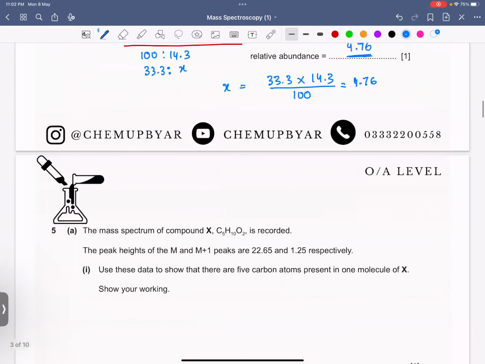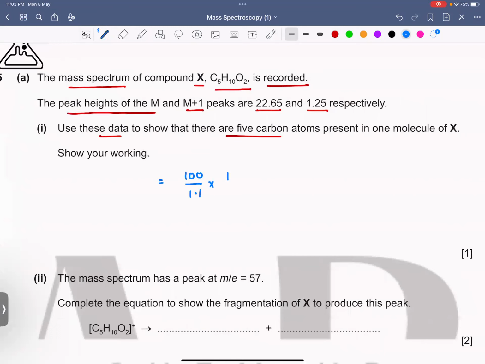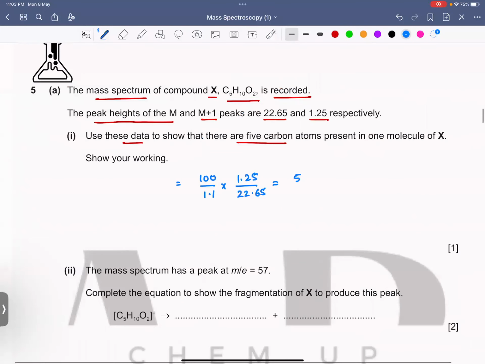Now, question number 5. In the mass spectrum, the peak heights of M and M plus 1 peaks are 22.65 and 1.25. Use the data to show there are 5 carbon atoms. Okay, so it would be the same as the previous ones, 100 upon 1.1 times 1.25 over 22.65. So you will get the 5 over here. Is this clear?